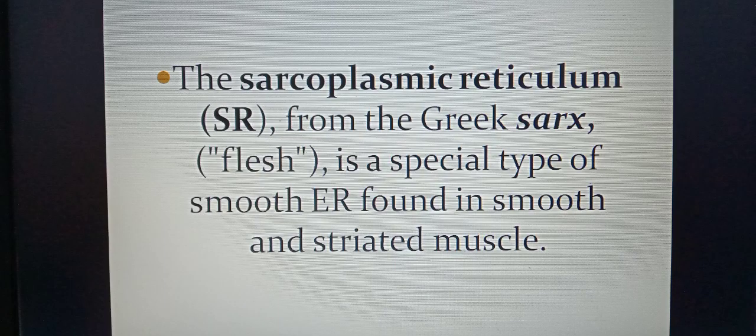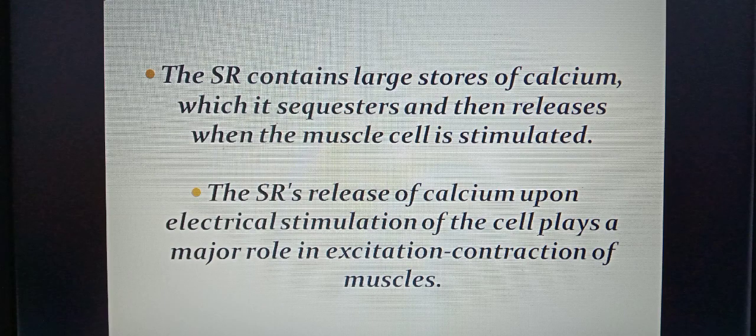Okay? So the sarcoplasmic reticulum, or SR, came from the Greek sarx meaning flesh. It's a special type of smooth ER found in smooth and striated muscle. So what is the smooth ER, sir? These are the parts of the cells that serve as the quality center. The SR contains large stores of calcium, which it sequesters and then releases when the muscle cell is stimulated.